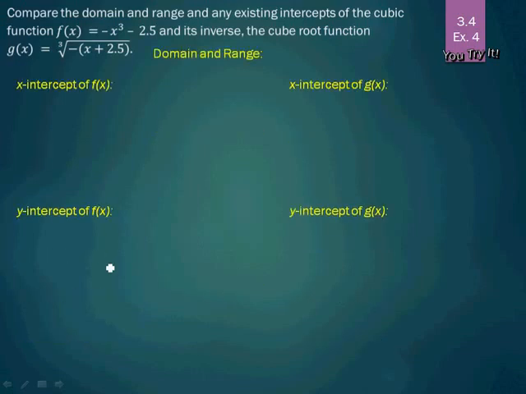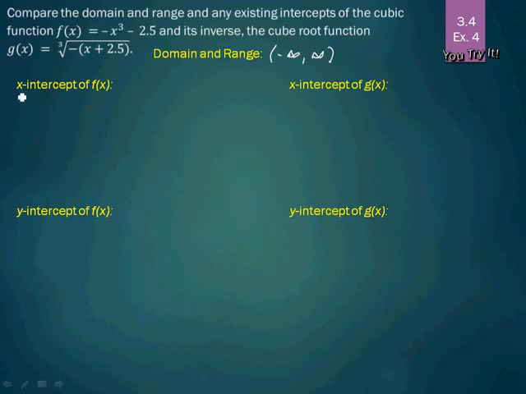Okay, so first looking at the domain and range, we see that this is a cube root function and a cubic function. Both of those do not have any restrictions. There's no asymptotes. And so they both are from negative infinity to positive infinity for both the domain and the range. Now let's find the x-intercepts of both f of x and g of x.